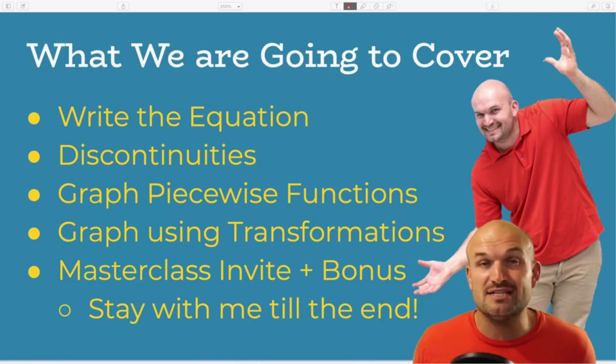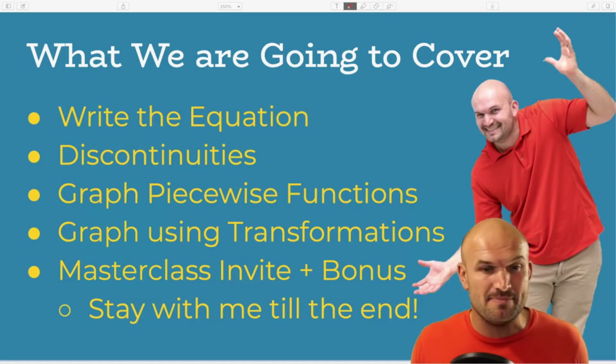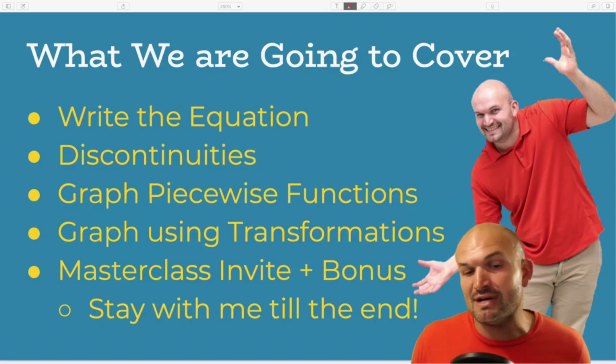We're going to talk about how to write the equation. We're going to talk about discontinuities and how to identify them. We're going to look into graphing piecewise functions. We're going to learn how to graph transformations.